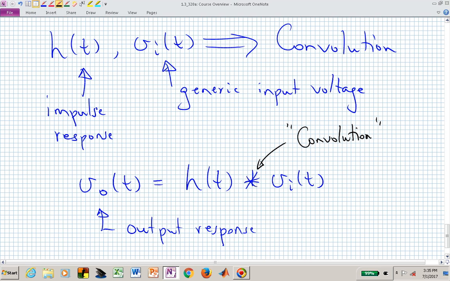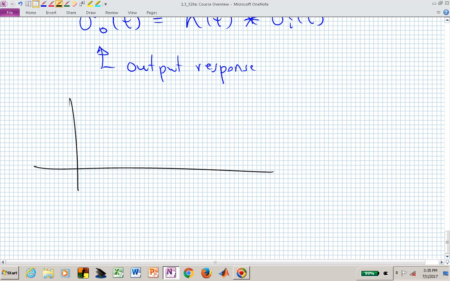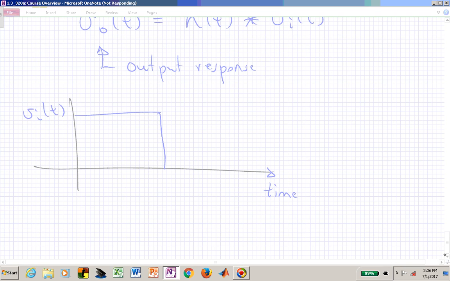How do we now connect or utilize the impulse response together with this generic input v sub I to produce an output response? To give us something to think about, suppose that we now applied a pulse waveform to a system. Let's say this is now our generic input. This is a time domain signal that we're interested in.